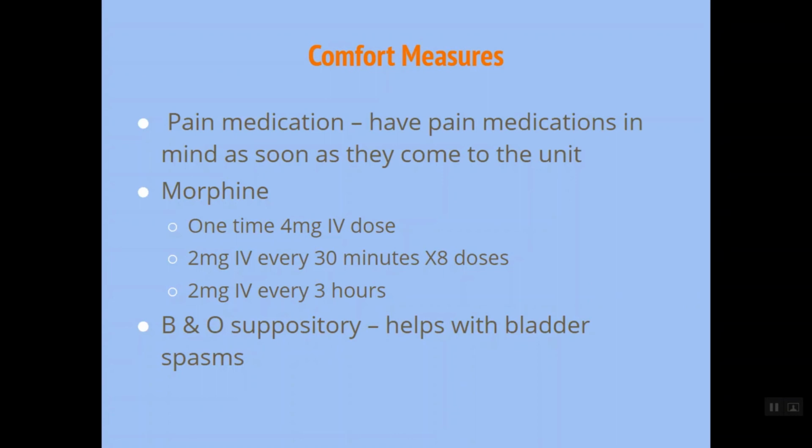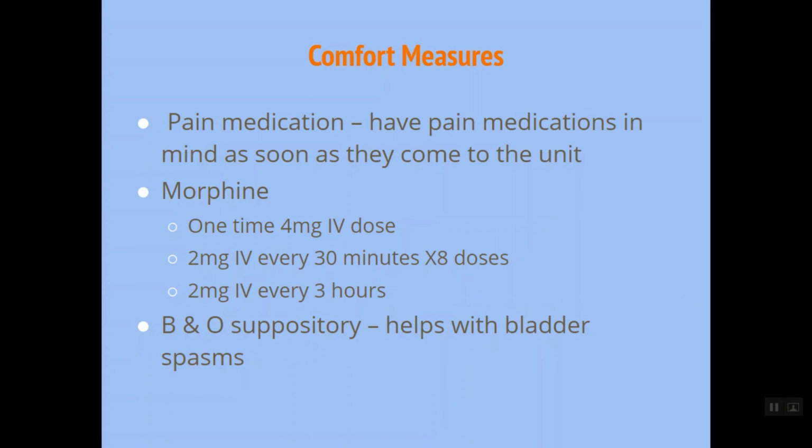After that, they can do 2 milligrams every 3 hours. In addition to that, you should get some PACU orders for pain medication that include morphine, Dilaudid, fentanyl, etc. Just make sure to monitor how much pain medication you're giving the patient.